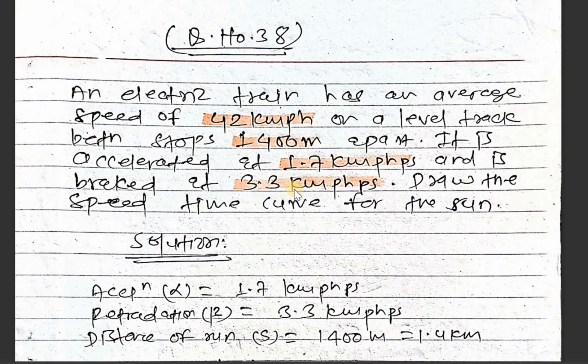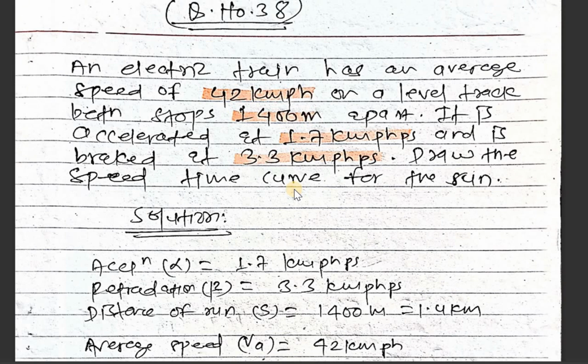Hello everyone. Again, welcome to numerical stage of utilization. And today our numerical problem is: an electric train has an average speed of 42 km per hour on a level track between stops 1400 meters apart. It is accelerated at 1.7 km per hour per second and is braked at 3.3 km per hour per second. Draw the speed time curve of the run.